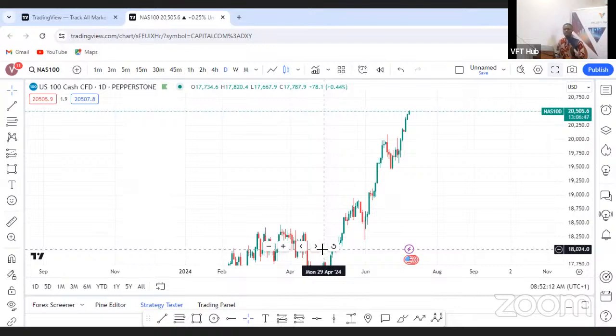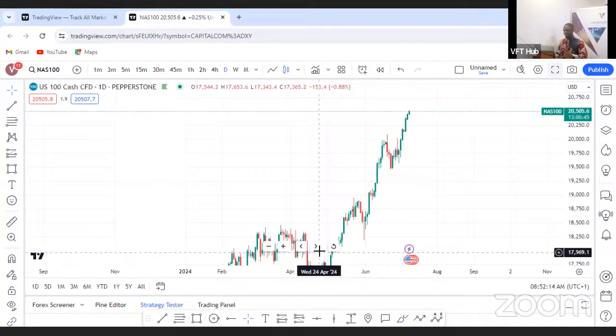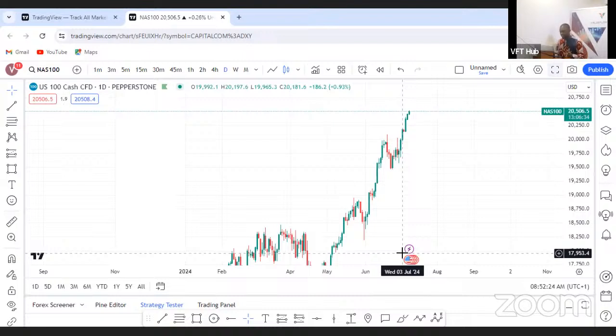However, we're waiting for the same thing to happen on US 30, which has been stalling for the past 2-3 weeks. We saw a kind of breakout at the beginning of the week. However, it has retraced every single thing that happened again.